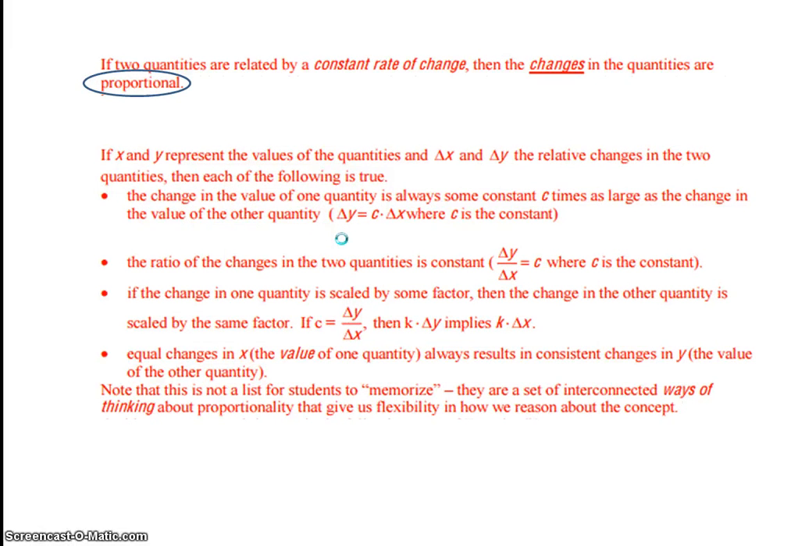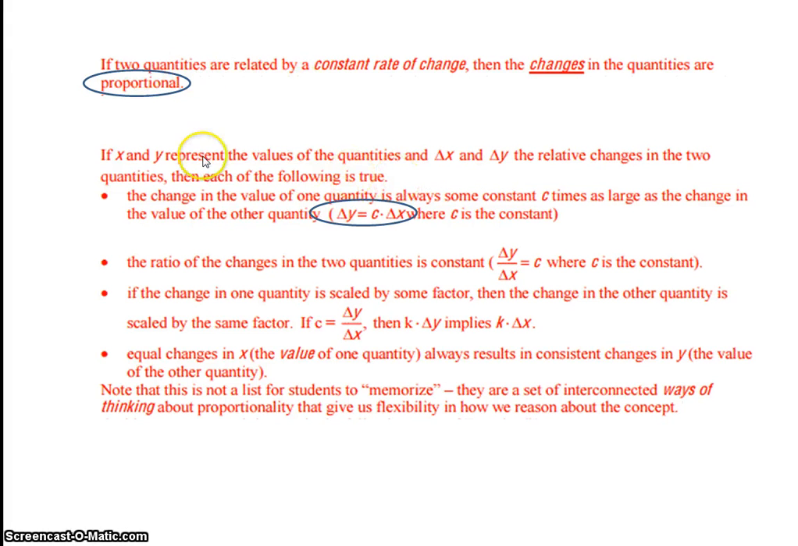Now if you haven't heard of the word proportionality, its definition is similar to the characteristics of a constant rate of change. You might want to take a moment, pause the video and read through these statements. Okay, so if two quantities are related by a constant rate of change, then the changes in those given quantities are proportional. So if X and Y represent the values of the quantities, and delta X and delta Y represent the relative changes in the two quantities, then each of the following four statements is true. And I'm going to emphasize something in each statement.